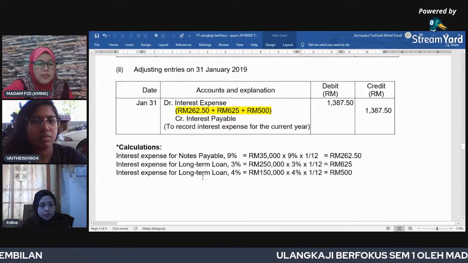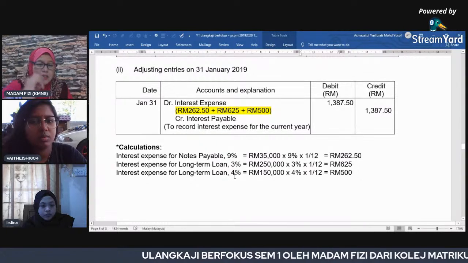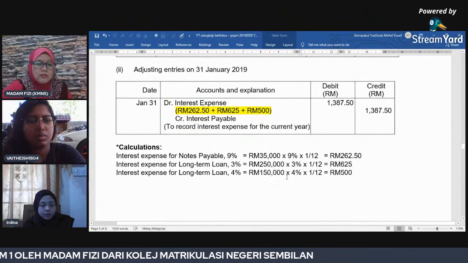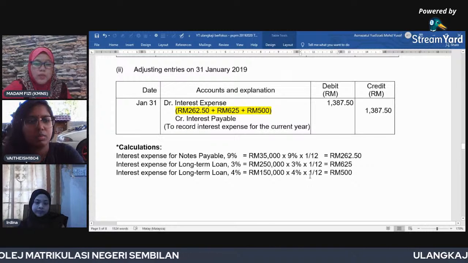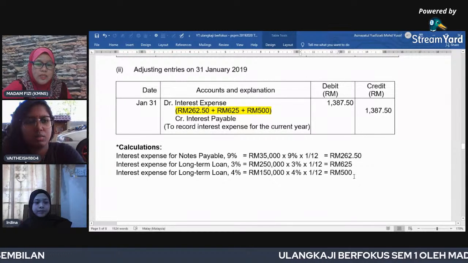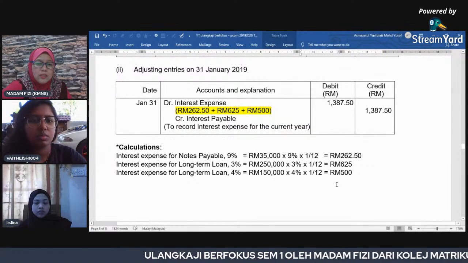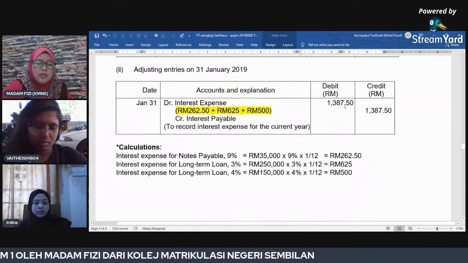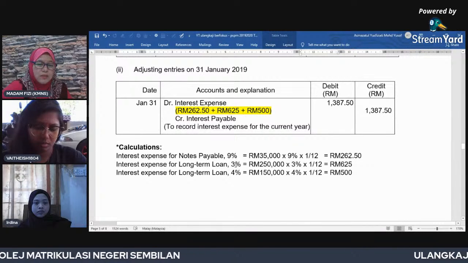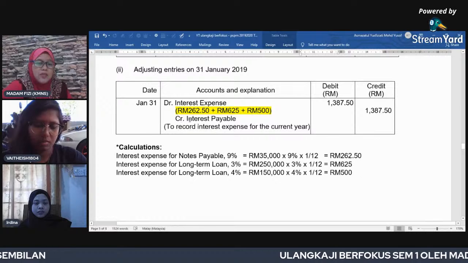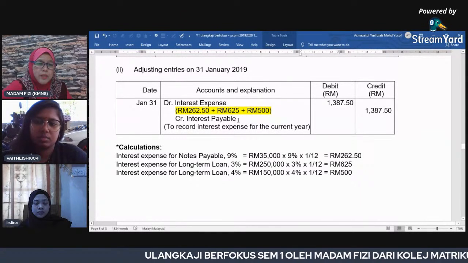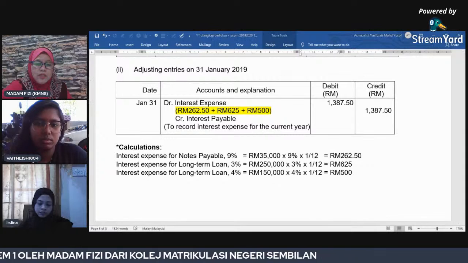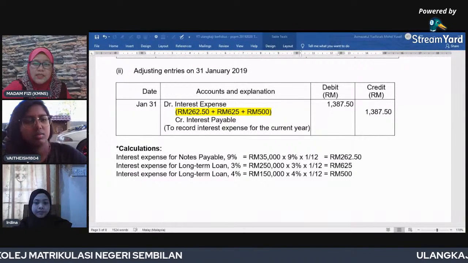The other one is the long-term loan 4%. That is at the opening balance. It equals 150,000 multiplied by 4% multiplied by 1/12, which equals 500 ringgit. So you sum up all the interest, and you get 1,387 ringgit and 50 cents for the interest expenses. Then we credit interest payable. Why do we credit interest payable? Because it is not yet paid. Is there any question so far? Tak ada. Okay, good.